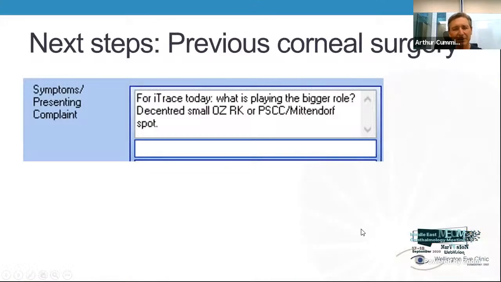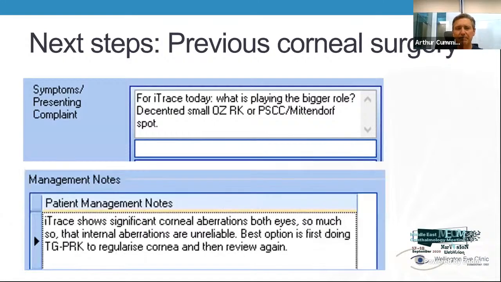If we were to do a cataract for that patient, they'd be so unhappy with the outcome because they're going to say it made no difference, because the problem is lying primarily in the cornea. So we decided to first do a topo-guided PRK to regularize the cornea, and then we'll review the cataract again.